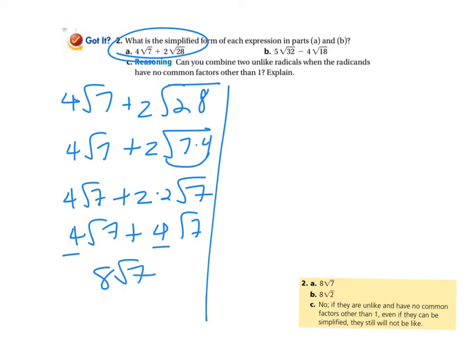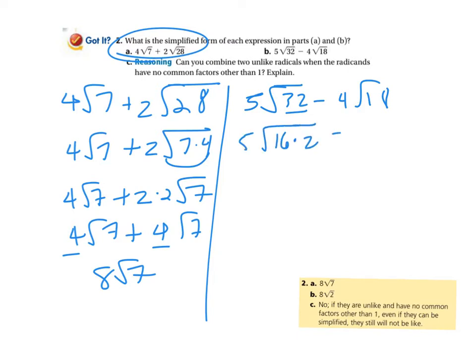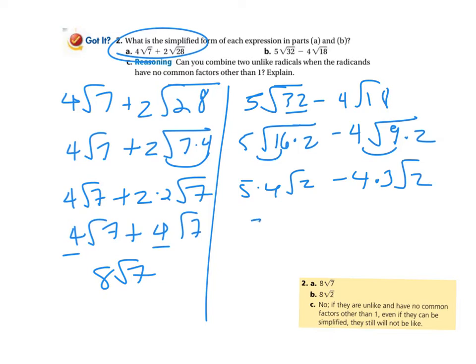On B, something similar is going to happen here. So we start out with 5 square roots of 32 minus 4 square roots of 18. Again, hidden inside here, right? So 5 square roots of 16 times 2 minus 4 times the square root of 9 times 2. Well, the 16 is going to come out as a 4, so 5 times 4 square roots of 2 minus 4 times, again, the 9 comes out as a 3, 4 times 3 square roots of 2. So 20 square roots of 2 minus 12 square roots of 2.